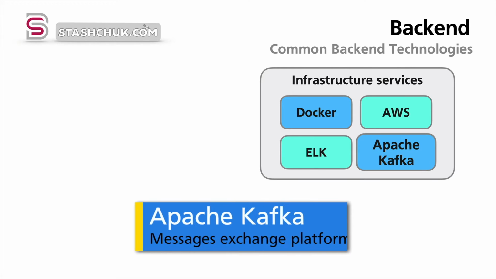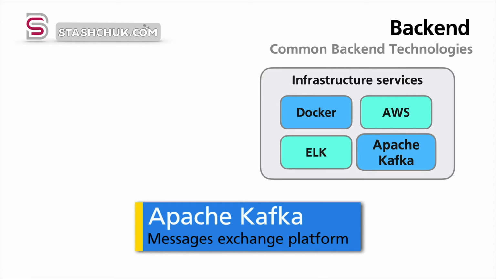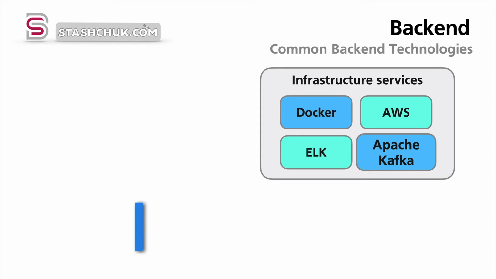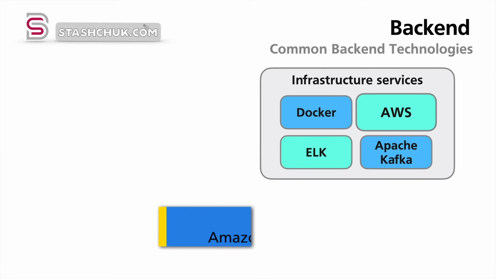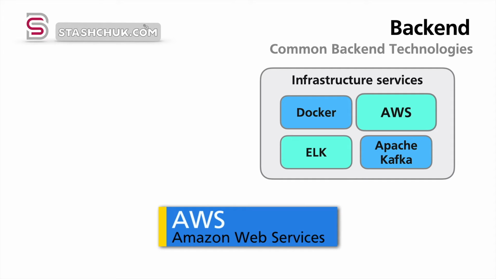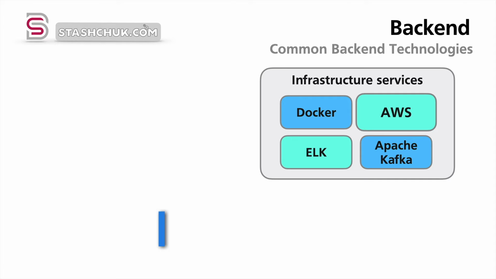Apache Kafka is high-speed messages exchange between different services, which is programming language agnostic. Therefore, different services could talk to each other via Apache Kafka. AWS or Amazon Web Services are cloud-based services which are very popular in the large enterprise world. In the AWS cloud, you could run literally any service, either backend or frontend.